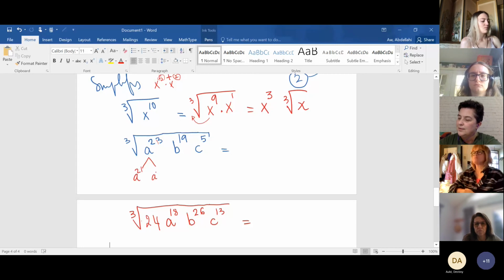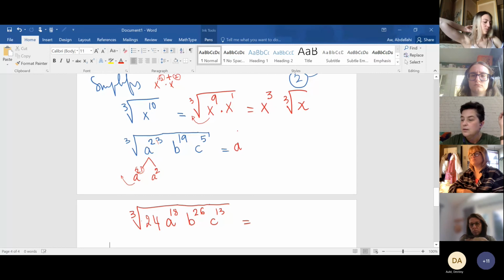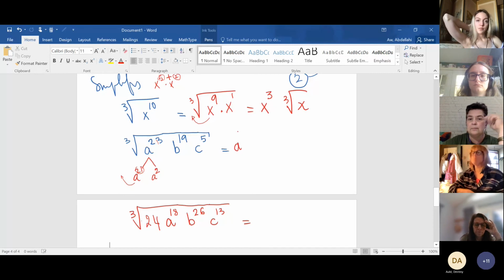With 21, how much power remains? 2, right? And then the 21 goes out and becomes a to the 7, and then we have the cube root of a squared. Exactly, thank you.